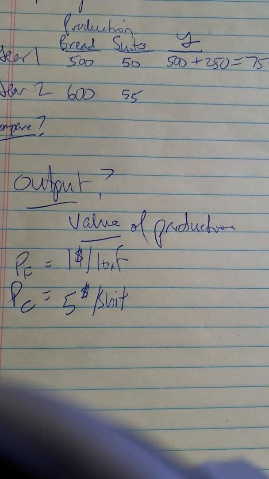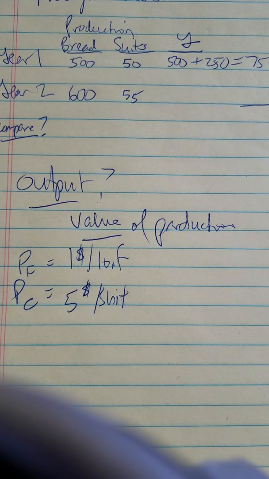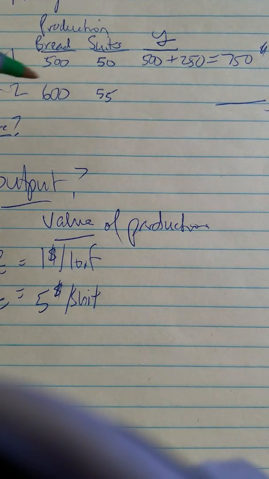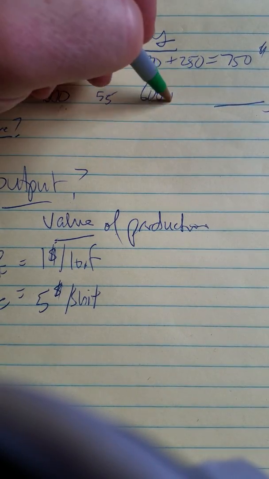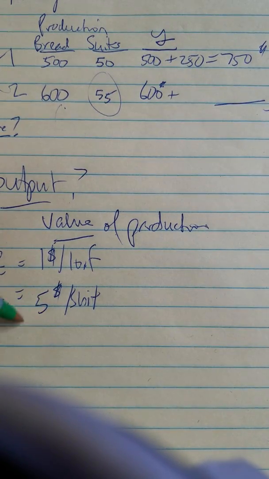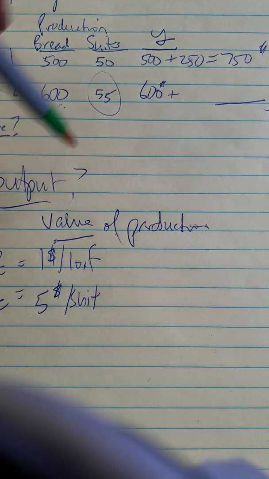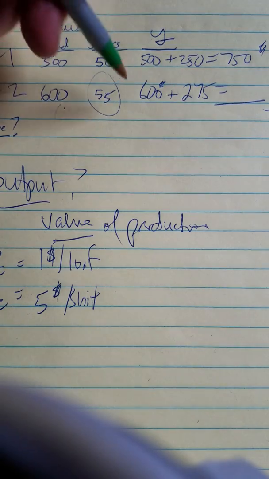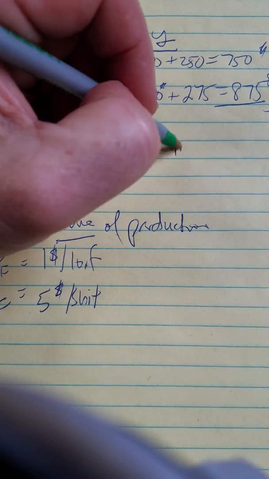And we do the same arithmetic for year 2. You're going to fill in the values, and you can figure out something. And that gives us measures of output. Let's do it real quick. 600 times 1, $600 worth of bread. And we're going to have 55 instead of 50. 5 more suits, that's $25 more, so that's going to give us $275. And so pretty quick, we're going to say $875, and we see that there's more output.